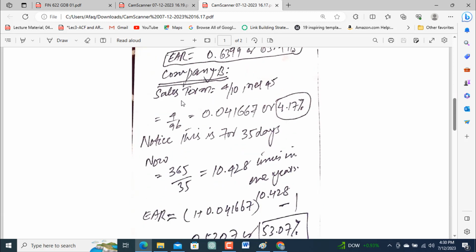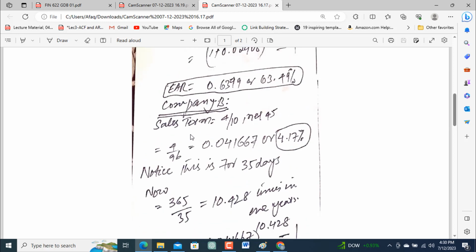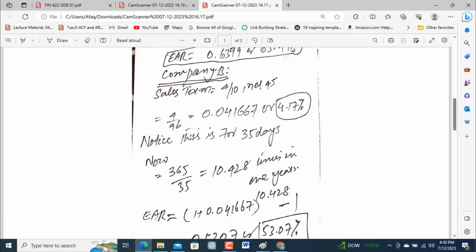Now company B, sales terms are 4/10 net 45. Notice this is for 35 days. Remember, above we used the actual amount, but here I am going to use 4/96. The reason is that we measure the percentage in terms of 100. So 4% of 100 is equal to 4 and the remaining is 96, which gives 0.041667 or 4.17%. Again, this is for 35 days.